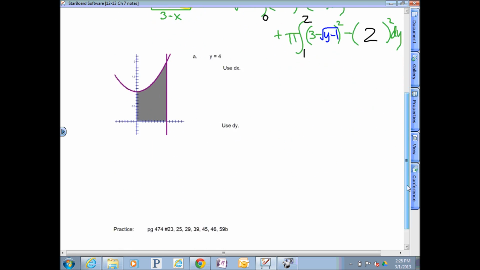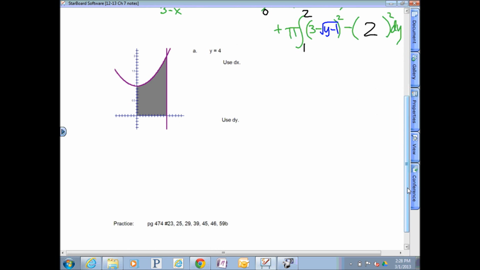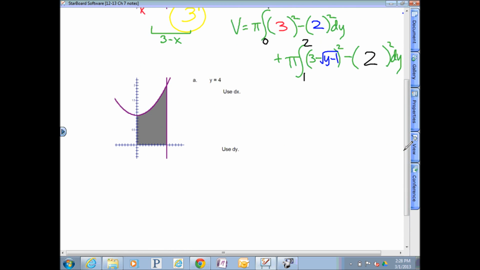Last but not least, revolving it around y equals 4. Well, where's y equals 4? Y equals 4 is up here someplace. That line right there, we're revolving it around y equals 4. So if I use dx's, put your rectangle in, going that way. We're going to make either discs or washers. Is there a gap between here and the orange dotted line? Yes, there is. So this is going to be a washer.